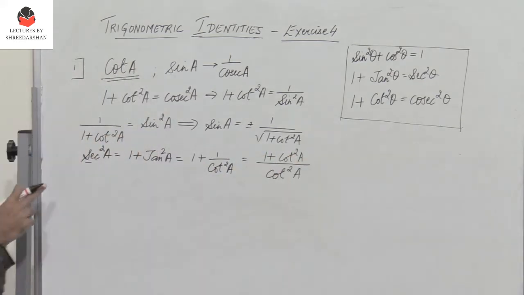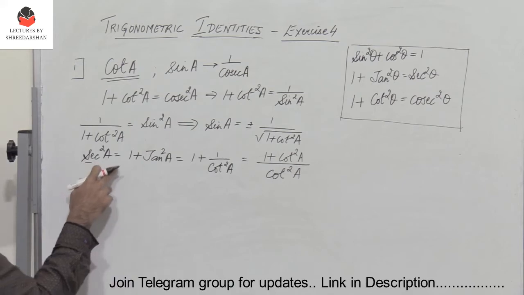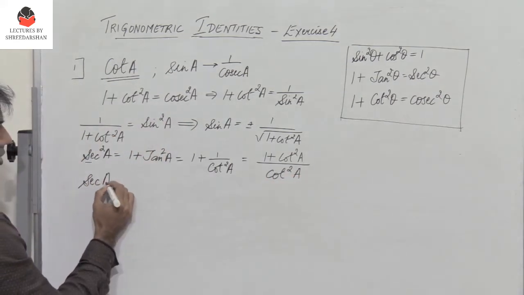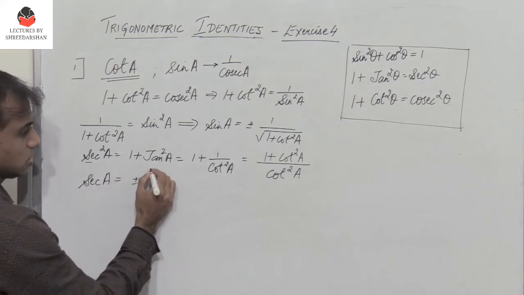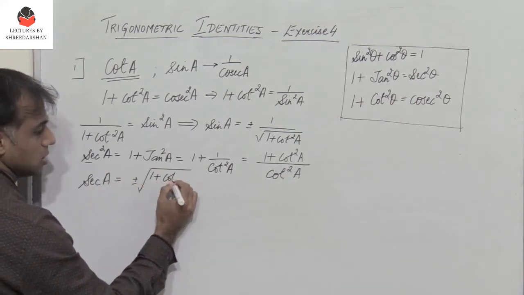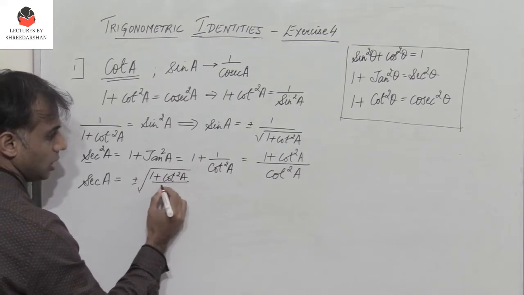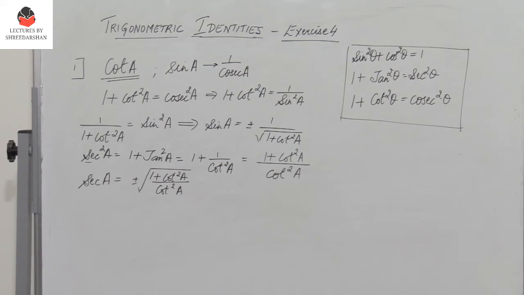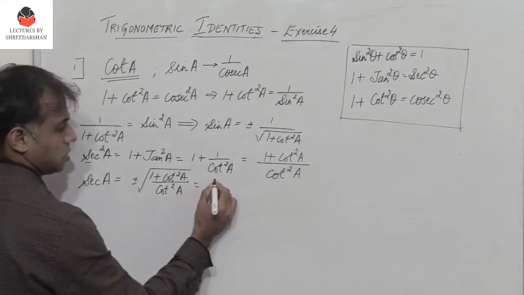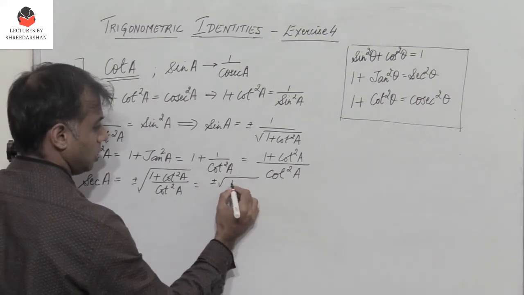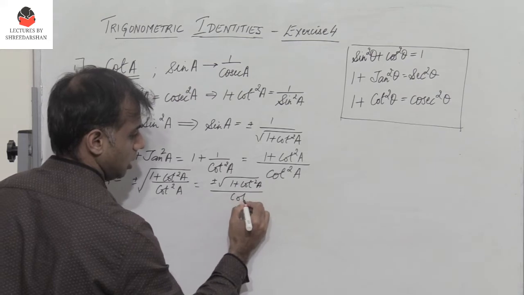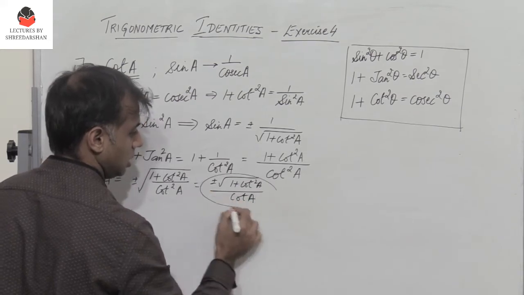So how do I get secant A? I have to take the square root. So secant A is plus or minus root of 1 plus cot square A divided by cot square A. Okay, so I can take cot A outside the square root. So I have plus or minus root of 1 plus cot square A divided by cot A. And this is secant A.